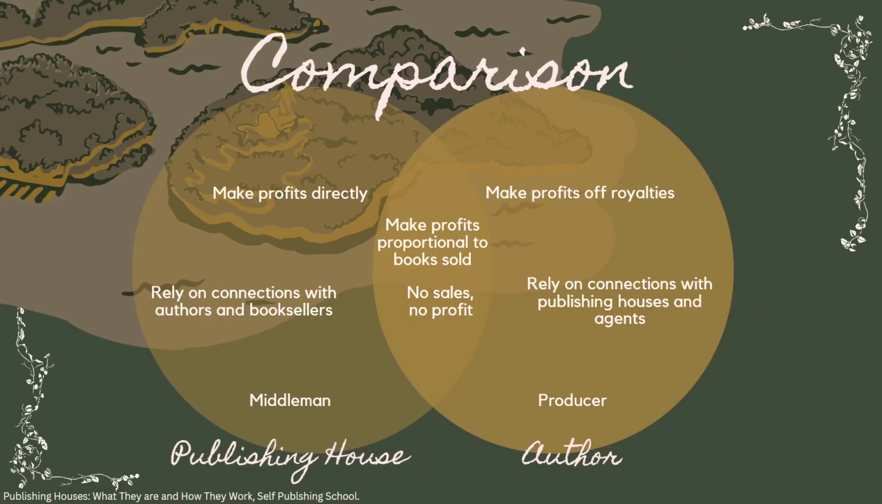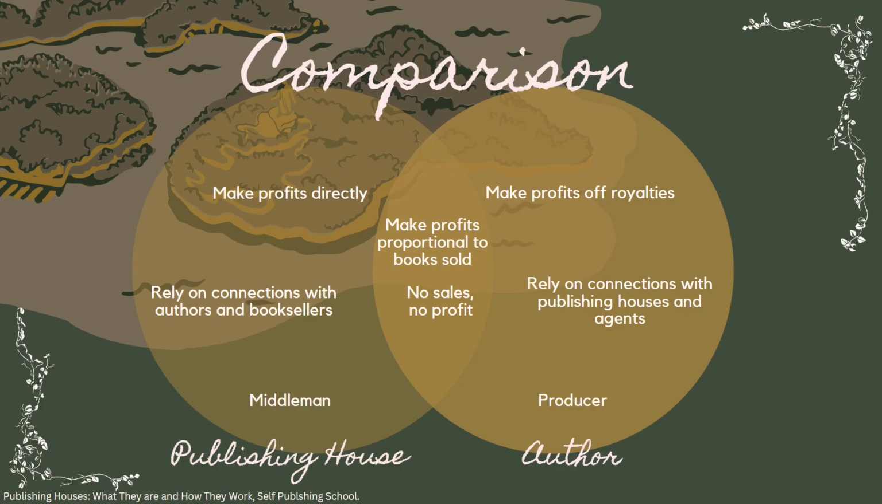So, let's compare. Publishing houses make profits directly and get cuts from the books sold. They rely on connections from authors and booksellers to make their money and have job security. They are the middleman. Authors make profits off of royalties and contracts with their select publishing house.